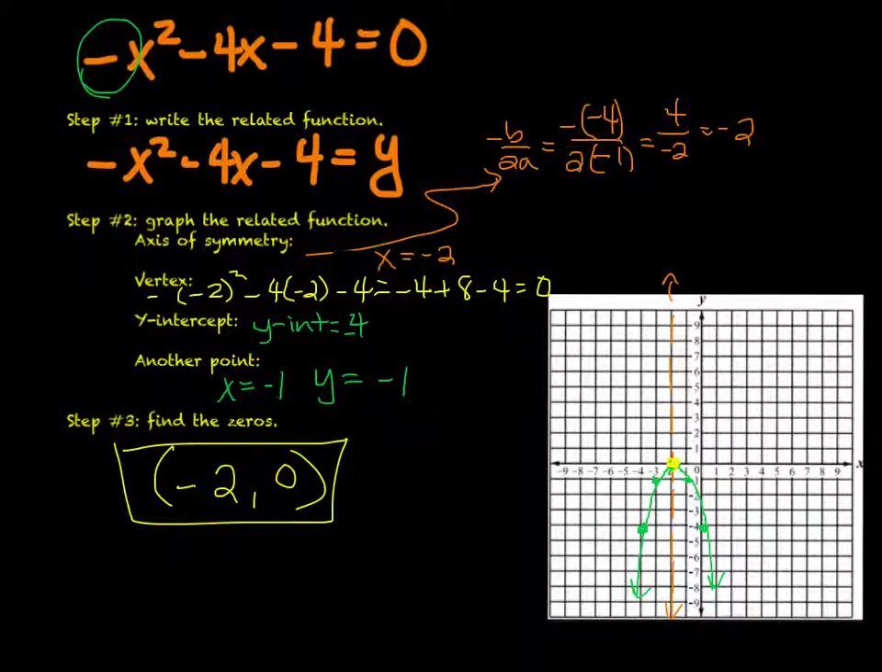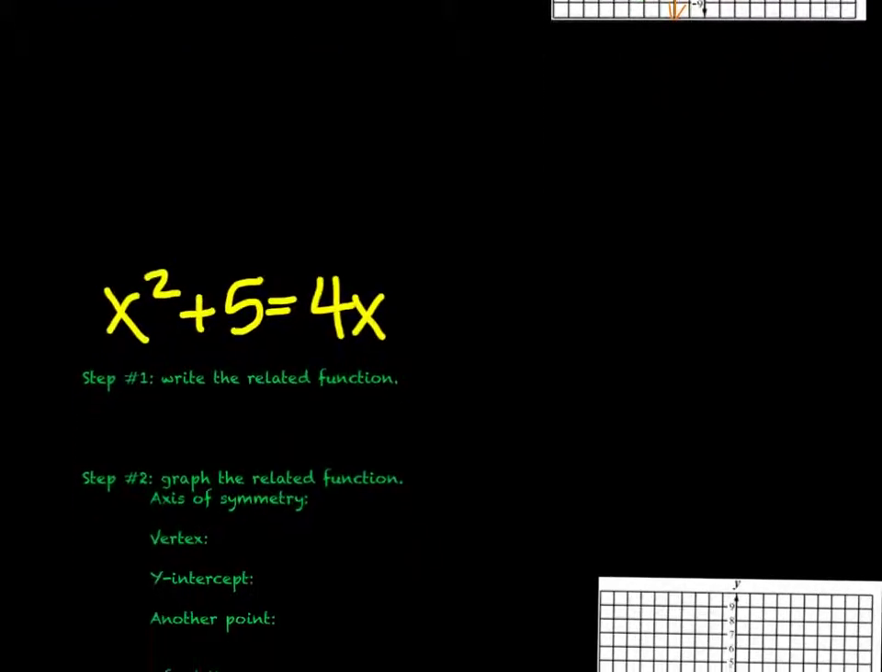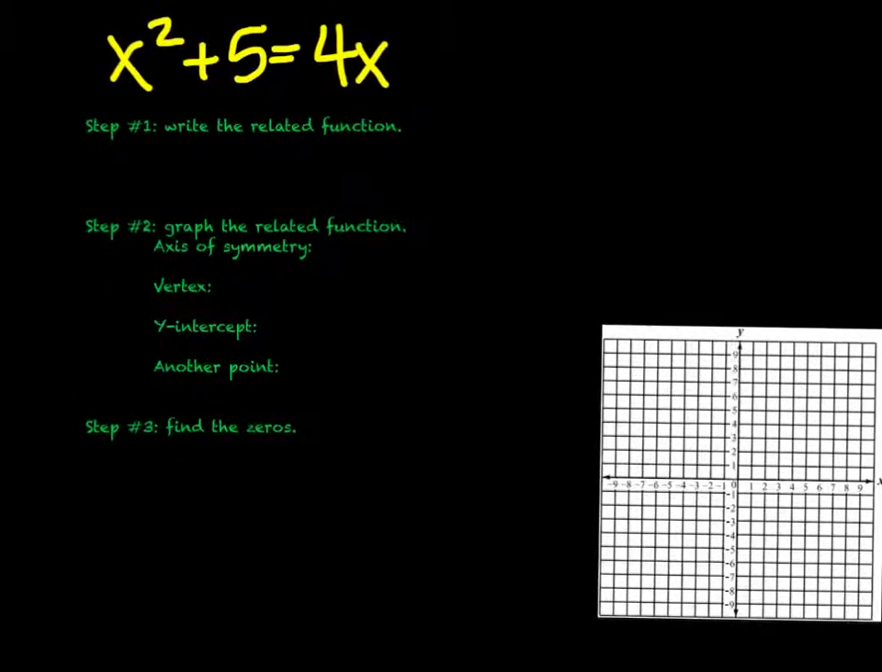If we have one solution, it's the vertex that is touching the x-axis. If we have two solutions, that means it looks like the previous equation, where the parabola actually goes through the x-axis twice. And then there's one situation where there are no solutions, and we're actually going to try one with no solutions. So let's see what that looks like.